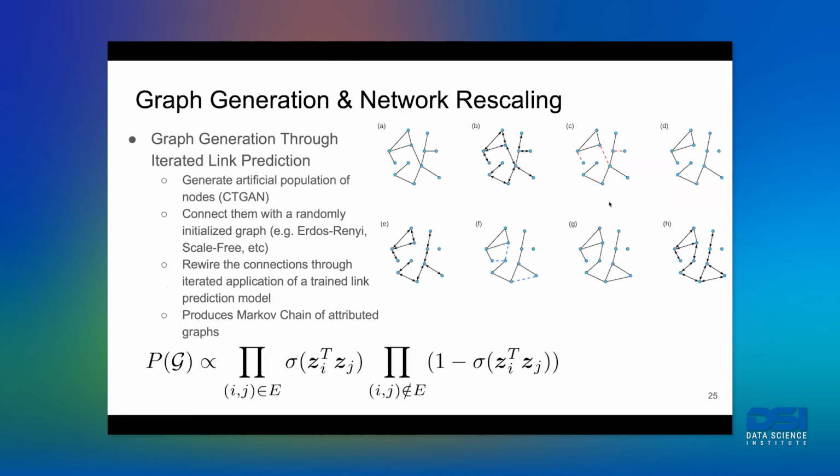So the natural solution to this is to try to iteratively rewire these connections so that the graph starts to become more similar statistically to the one you started with. And this will give you a generative model. What it really gives you is a Markov chain. And at each step in the Markov chain, you're either turning on edges or turning off edges according to the probability that your link predictor says that they should be there. Okay.